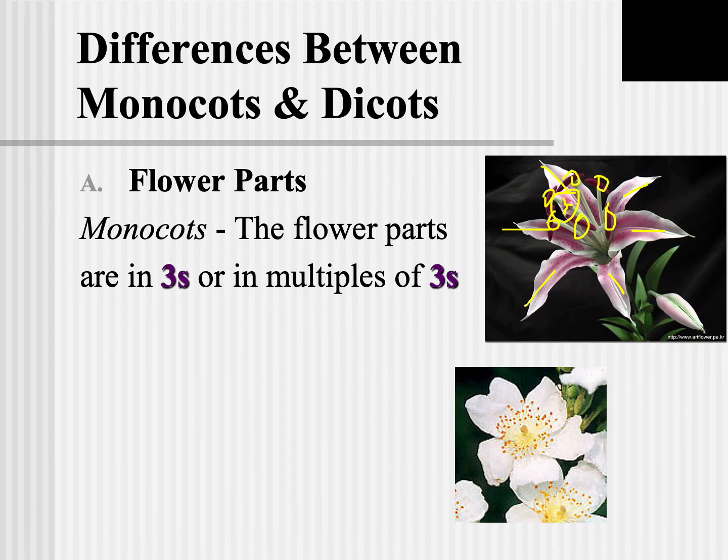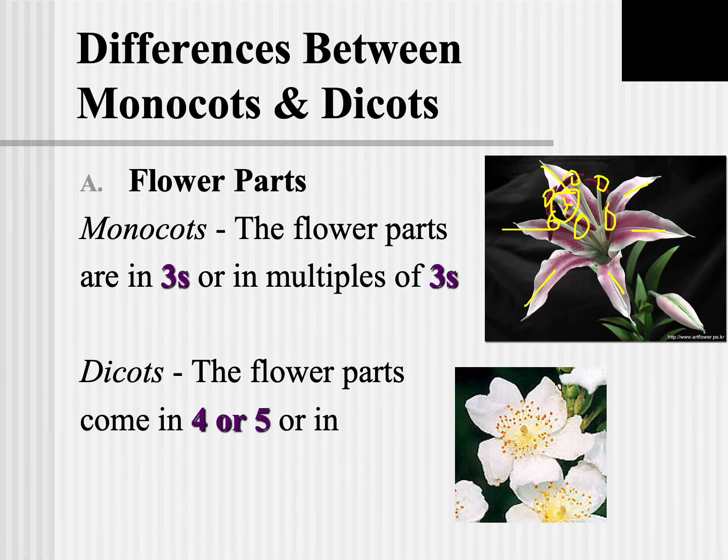Now, when we take a look at the dicots, the flower parts are in 4 or 5 or multiples of 4 or 5. So you definitely can see here a lot more in terms of looking at the male flower parts. This one is in 4 sections, and the petals 1, 2, 3, 4, 5.